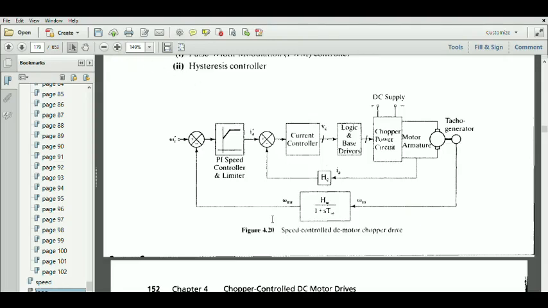Hi all. In the previous lecture, we discussed the current controller design, and we derived the current loop transfer function, that is IA divided by IA star. So here you can see that for the current controller we usually use proportional control. For high performance drives, we use a PI controller.